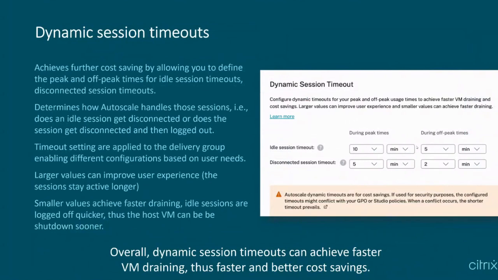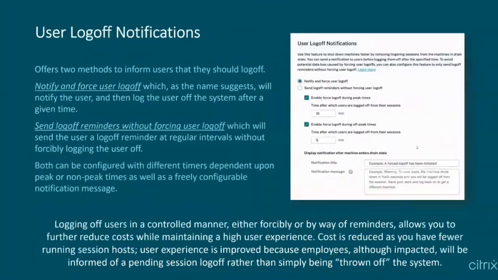So again, with the session timeouts, we can influence those peak times, those non-peak times. As part of the user experience or the employee experience, when we get to that situation where we need to disconnect sessions or log off sessions, there's two ways of doing it. You can just disconnect and say nothing, so force the user off. So what Autoscale offers is two ways to do that. You can notify the user and log them off. So a polite message saying, we're going to shut down the systems in 10 minutes, or you've not been doing anything for 10 minutes, we're going to disconnect you. Or we can send log off reminders without forcing that log off.